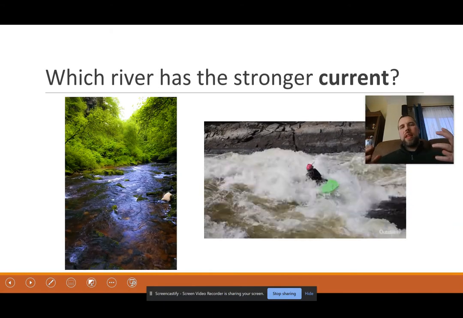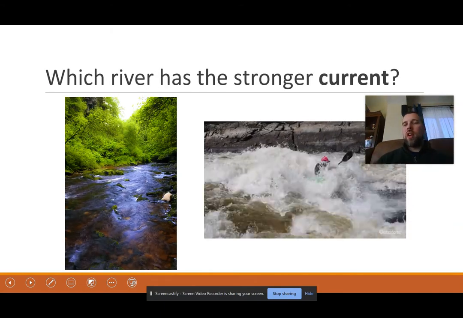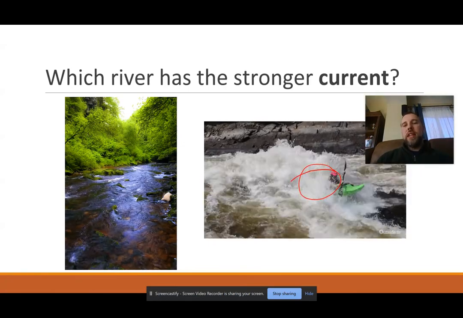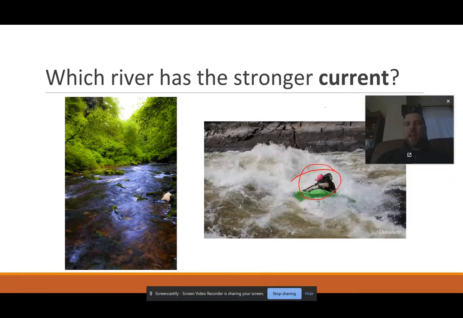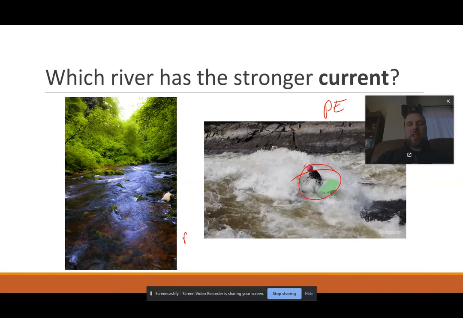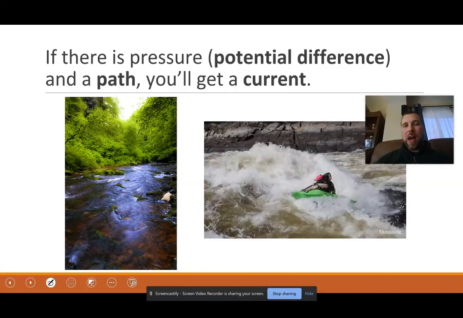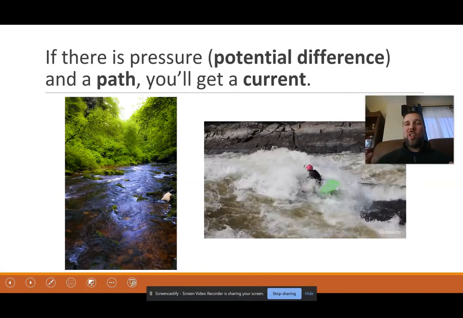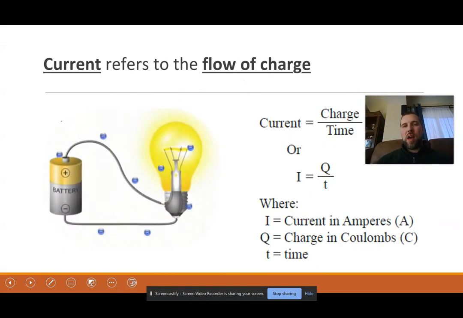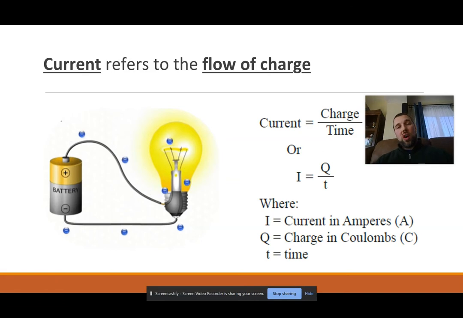Okay, when we actually get things flowing, which of these rivers has a stronger current? If you said it was this guy, yep, you are correct. Why? Again, if we have a large potential energy and a small potential energy and a path to go down, you'll get a current. You'll get water moving down that path. So the current refers to the flow of charge instead of water. So it's flow of charges actually leaving the negative side of the battery, going toward the positive side of the battery, which is actually the opposite of how we usually define current.